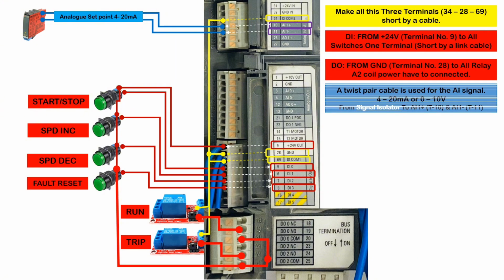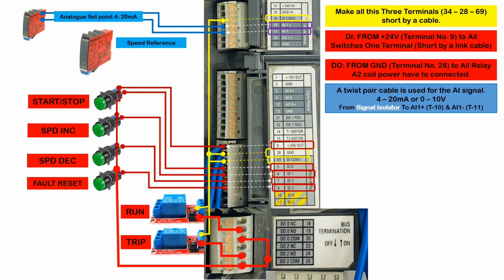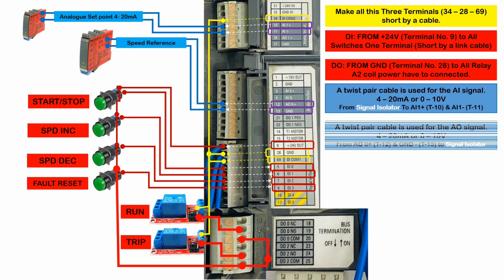A twisted pair cable has to be used for the analog input output connections. For speed reference, the positive cable will go from terminal 12, that is AO0 plus, and the negative cable will go from terminal 13, that is denoted by GND, meaning ground.